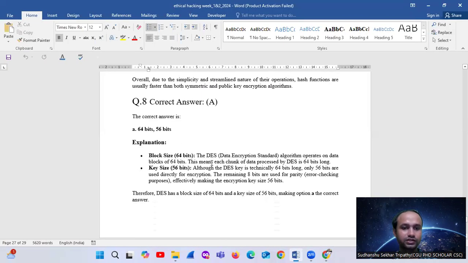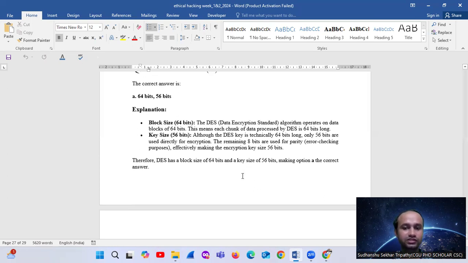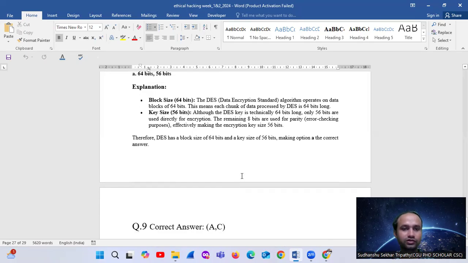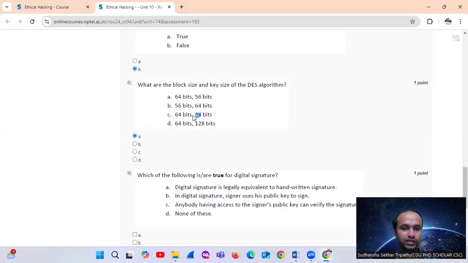So the explanation will be that the DES, that is Data Encryption Standard algorithm, operates on data blocks of 64 bits. This means each chunk of data processed by DES is 64 bits long, and the key size is 56 bits. Although the DES key is technically 64 bits long, only 56 bits are used directly for encryption. The remaining 8 bits are used for parity, that is error checking purposes, effectively making the encryption key size 56 bits. Therefore DES has a block size of 64 bits and key size of 56 bits. So the answer will be option number A.